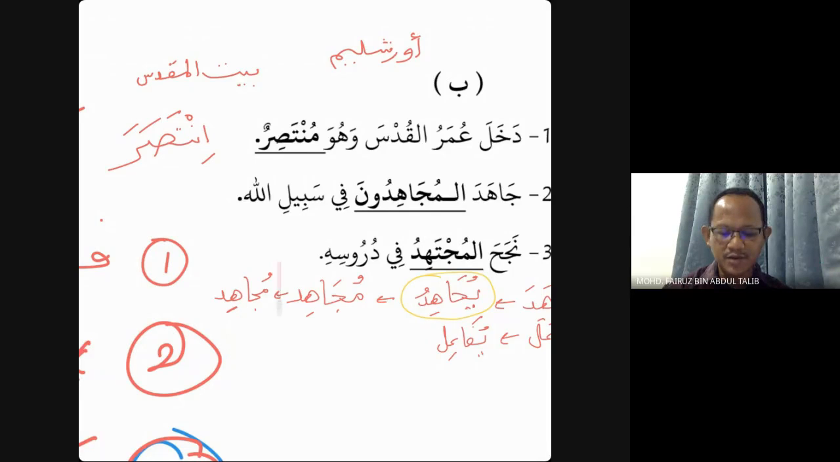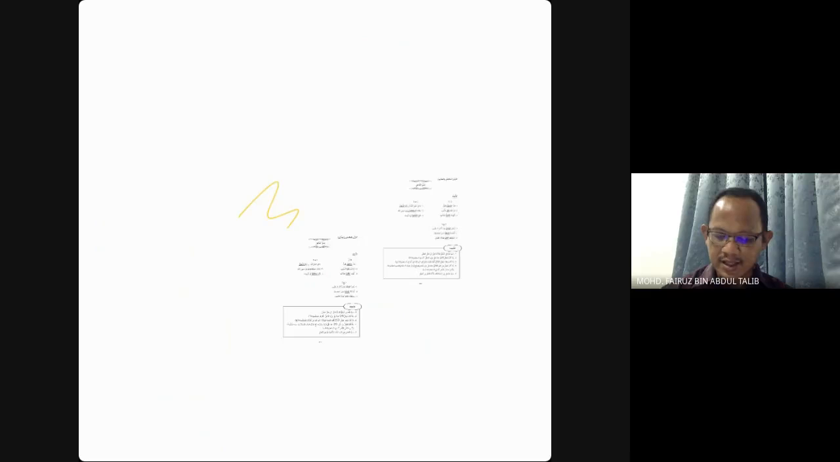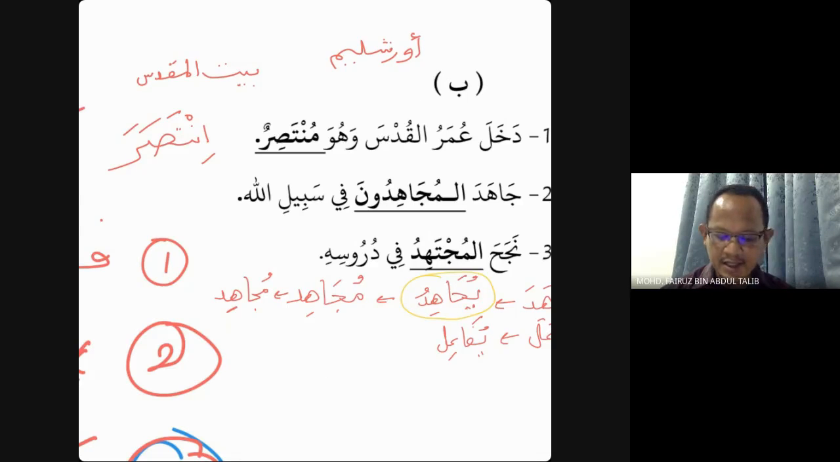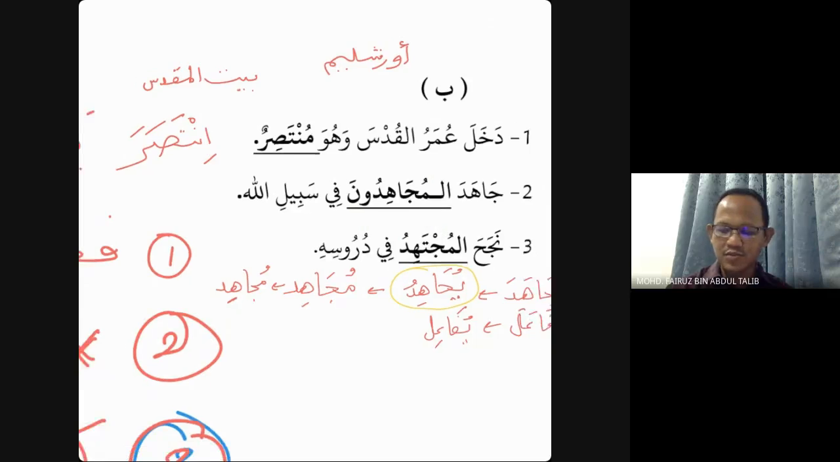All right. So now that is the isim fa'il. So the meaning is the one who jahada, the one who fought in the path of Allah. You call him a mujahid. So this is the word mujahid. This waw and nun is just because it is jama. Then you change to jama, mujahidun. The word is still in the isim fa'il form. All right. So that is the second word, mujahidun. And we go to the third word.